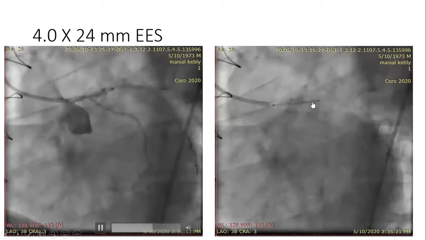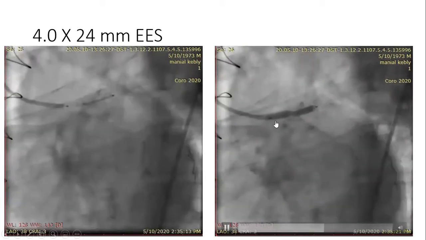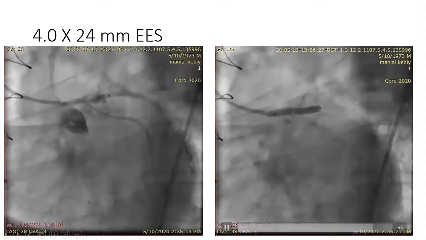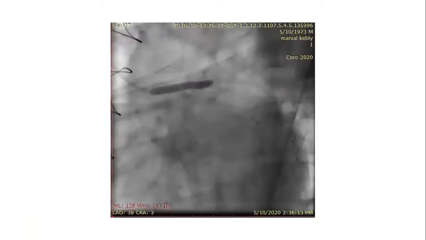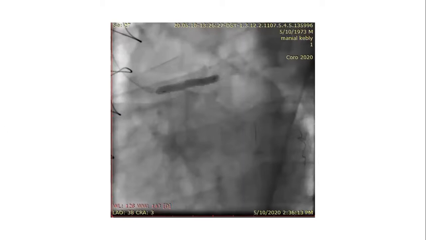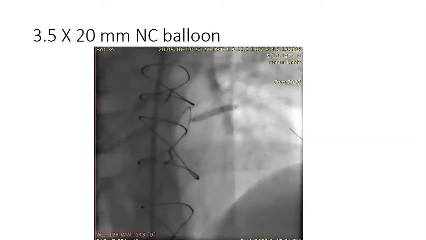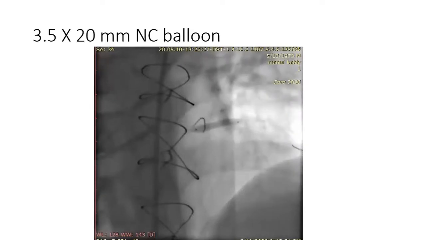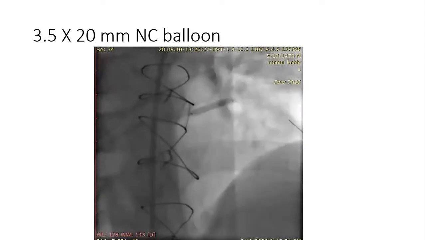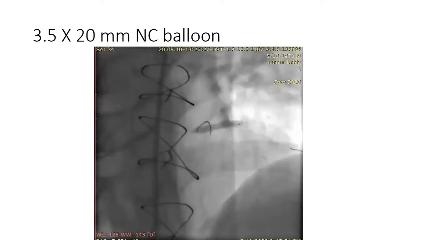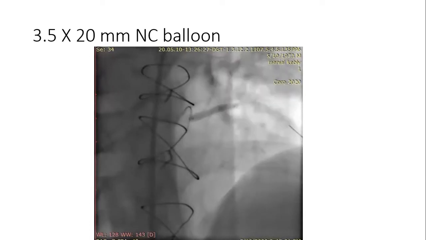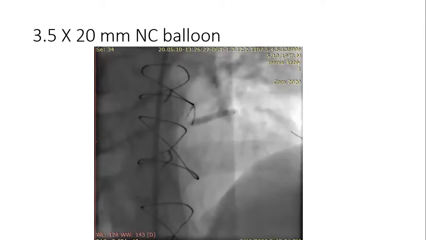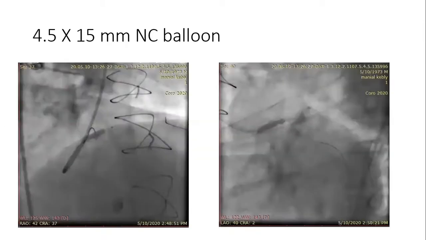And here you can appreciate we still have some waist at the ostium of the LAD. Here is the flaring of the left main stent. Then we started to do a post dilatation first, as we know the diameters of our target vessels before. So we post-dilated the diagonal stent with a 3.5 by 20 millimeter NC balloon, and we started post-dilating the proximal LAD and left main with a 4.5 by 15 millimeter NC balloon.